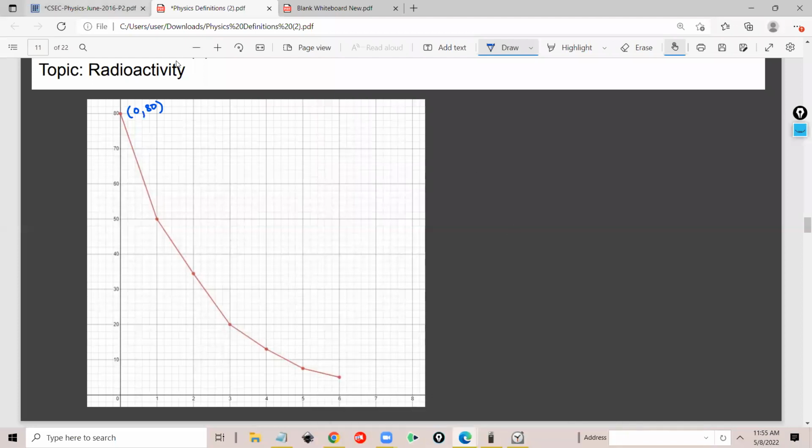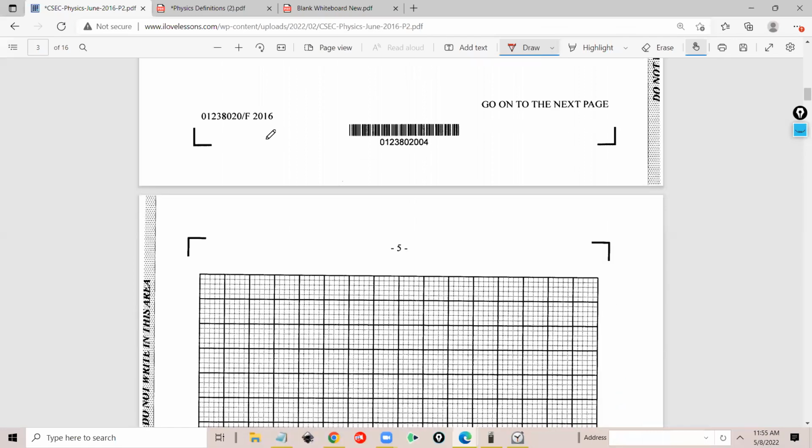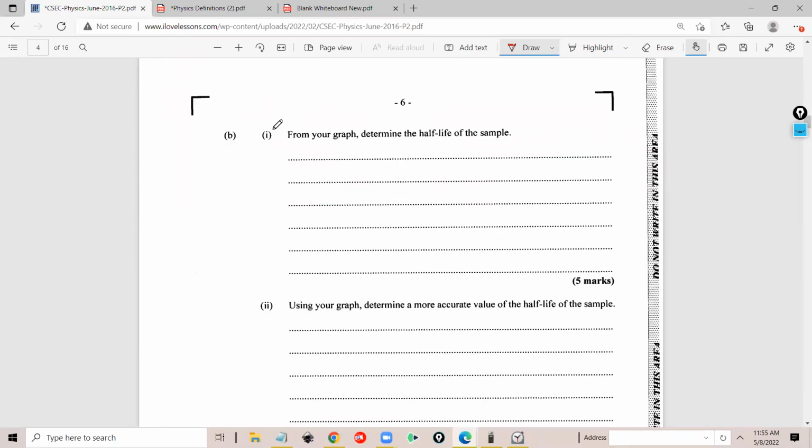All right, so let's see what the next question is about. That's the graph paper they gave you to do it. So this was pretty confusing. Let me explain why. In B part 1, they ask you to determine the half-life of the sample. Most people would read part 1, and when they finish part 1, they would read part 2.